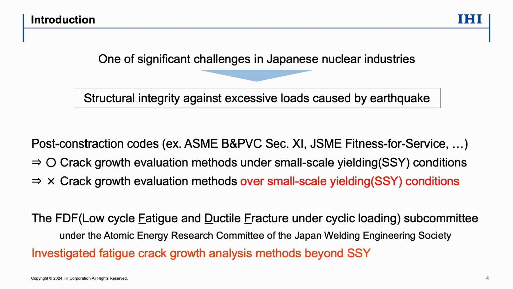As you may know, Japan is a country highly susceptible to earthquakes. One of the significant challenges in the Japanese nuclear industry is to assess the structural integrity against the excessive loadings caused by earthquakes. Another key factor is aging. Pipes of aging nuclear power plants may develop micro cracks due to fatigue or stress corrosion cracking.